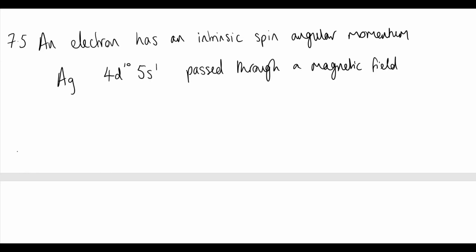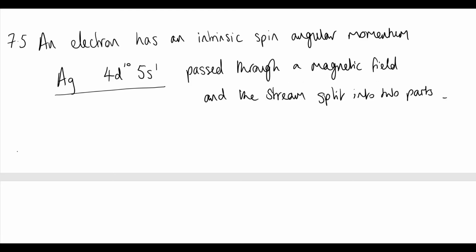So this stream of silver atoms was passed through a magnetic field, and that stream was then split into two parts. So we have to think about why we get splitting, and this is analogous to the Zeeman effect. So quantum mechanically, a state with a given value of L would be restricted to split into 2L plus 1 discrete orientations.